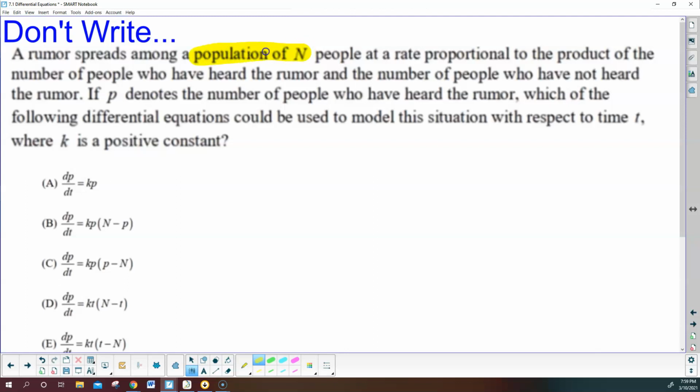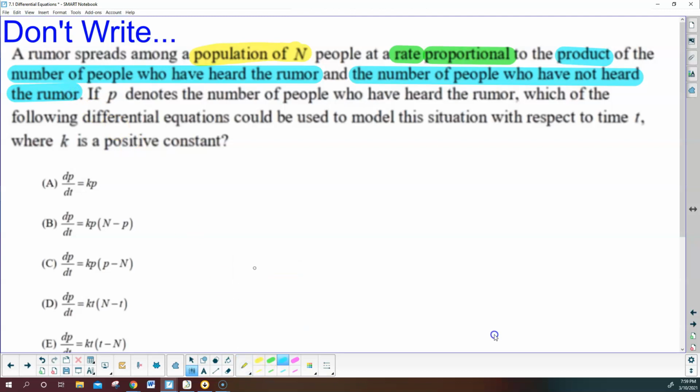So I'm thinking, okay, n is just the total amount of people, at a rate proportional. So notice there's the word rate. So now we've got a derivative, dn dt, proportional to the product of the number of people who have heard the rumor and the number of people who have not heard the rumor. So I'm thinking the word product is important. That means multiply. And what am I going to multiply? The number of people who have heard the rumor and the number of people who have not heard the rumor.